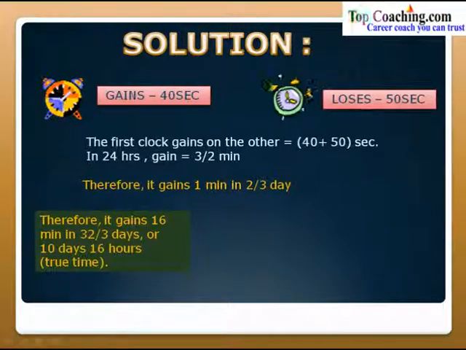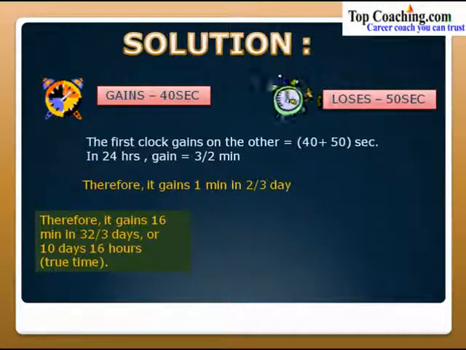So what we can see here is that the gain of the first clock over the second is 1 minute in 2 by 3 days. Therefore, we have to calculate the gain of 16 minutes, and that will occur in 32 by 3 days. Now 32 by 3 days is nothing but equal to 10 days and 16 hours. And this 10 days and 16 hours is the true time. So what you can say is the true time would be 16 hours.